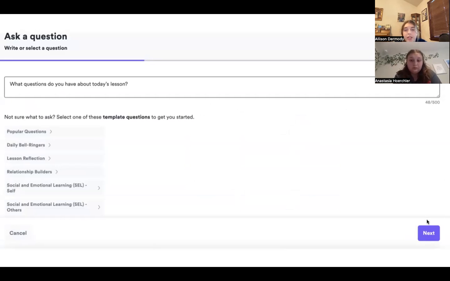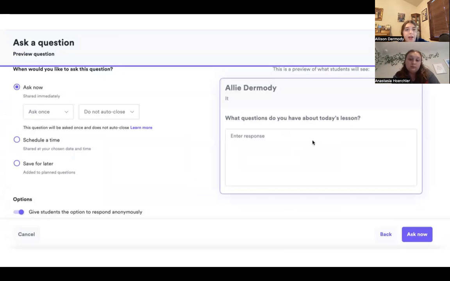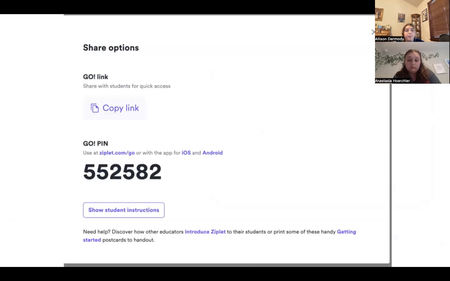Then you push Next, and you can say what type of response you want. You can have a written response or a reaction response. Then you push Next. This shows you an example of what the student side is going to see. Over here on the left-hand side are different options the teacher can choose. She can schedule this before the class that day and have it ready for later. Then you push Ask Now.